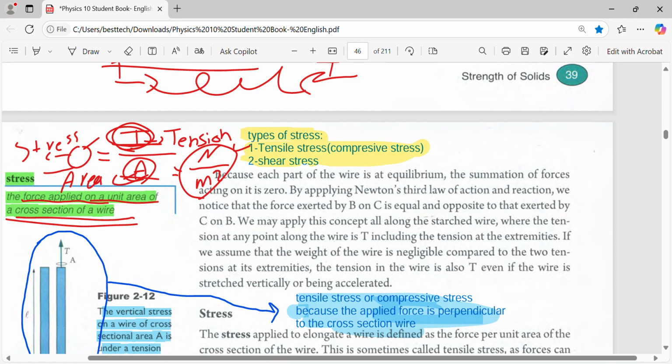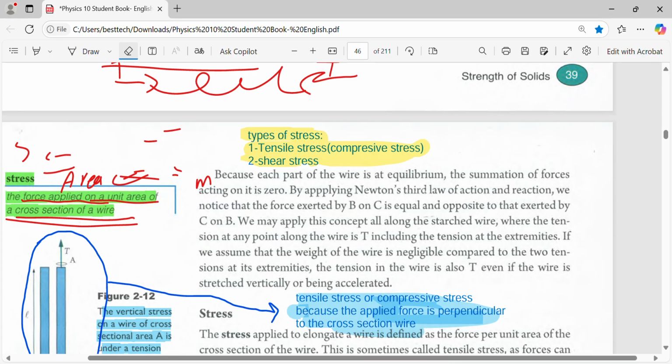Okay, guys, we have two types of stress. Look, be with me. The first type is called tensile stress or compressive stress. Same meaning, both of them, it's the same name. The other one is shear stress. So two types of stress: tensile stress and shear stress.